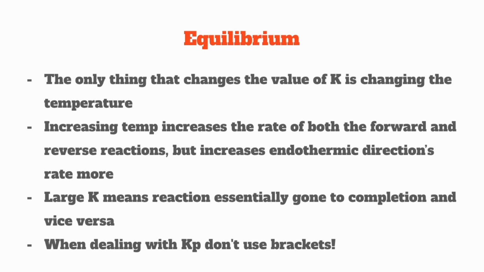Next is equilibrium. So the value of K is temperature dependent. Increasing temperature increases the rate of both the forward and reverse reactions, but increases the endothermic direction's rate more. Large K means the reaction has essentially gone to completion, and vice versa. When dealing with Kp, don't use brackets because you're dealing with partial pressure and gases.